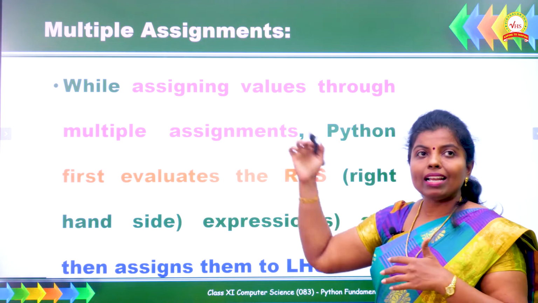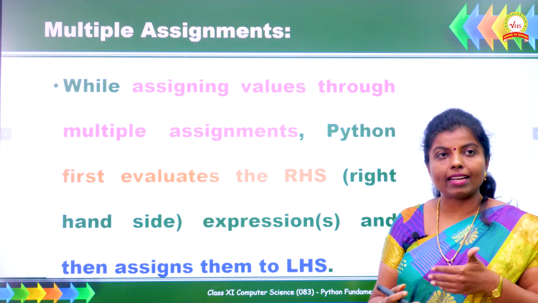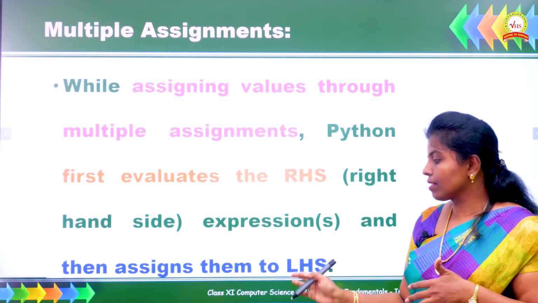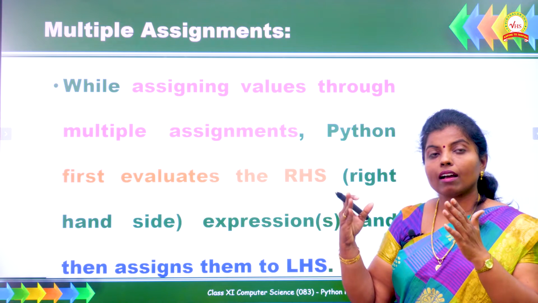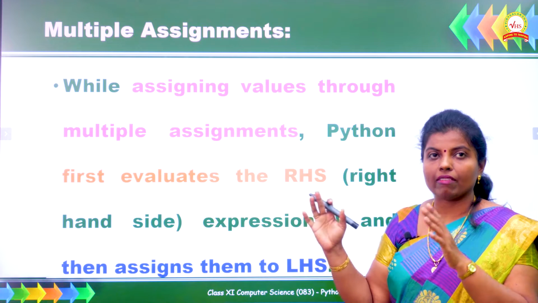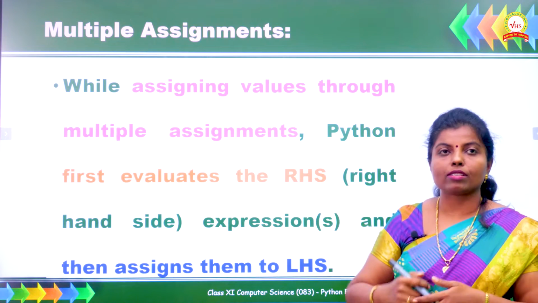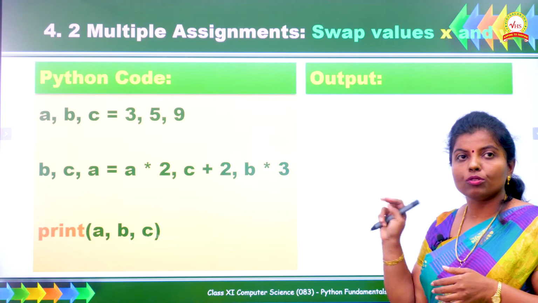Now, while assigning values through multiple assignment, Python first evaluates the right hand side expressions and then assigns them to the left hand side. So when multiple assignments are there, if you have any expressions on the right hand side, those expressions will be evaluated first and then assigned to the variables on the left hand side. Let us see all this through an example.